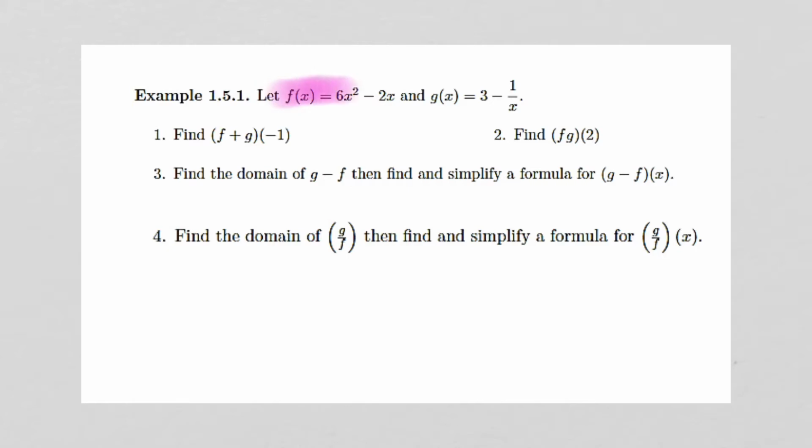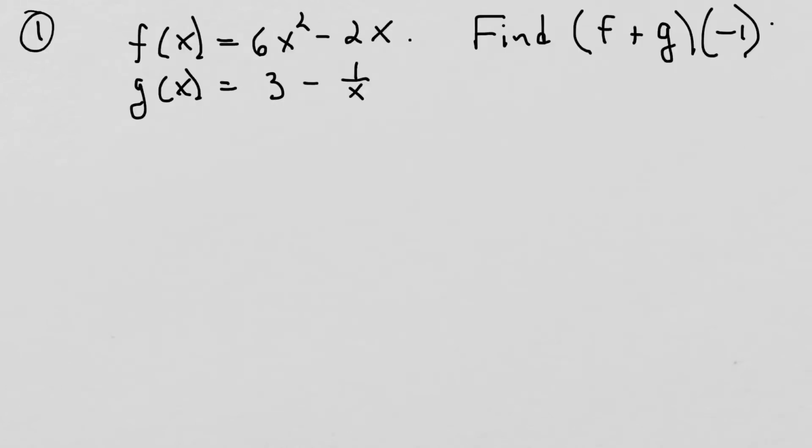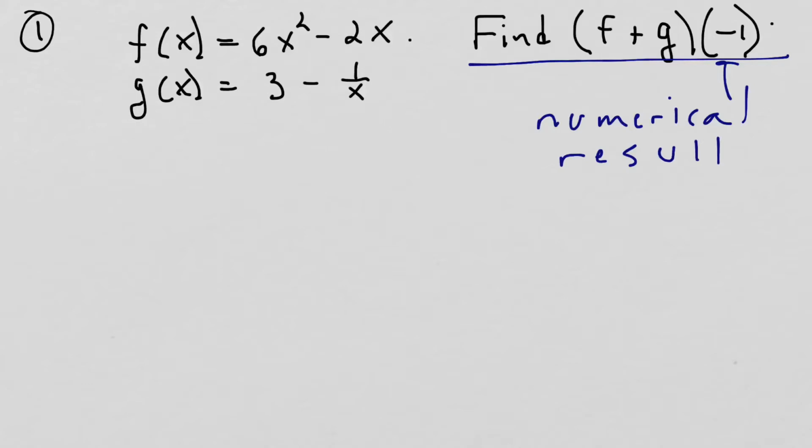So we're given two functions. f(x) = 6x² − 2x, and g(x) = 3 − 1/x. And we're going to do these four things here, and I'm going to take it to a clean slide so I have some room. So the first thing we're going to do is find (f + g)(−1). So whenever you have a number in here, you're not going to end up with a function of x, you're going to end up with a numerical result, because we're going to substitute the −1 in and find that final number.